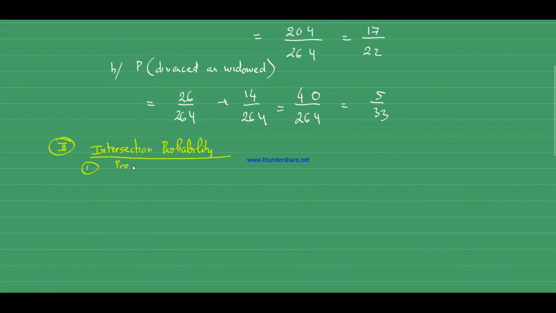Okay, so we have probability with independent events. It does not depend on each other. So the intersection means "and". We have the formula: the probability of A and B, we can write the probability of A intersect B, so it will be the probability of A times the probability of B.